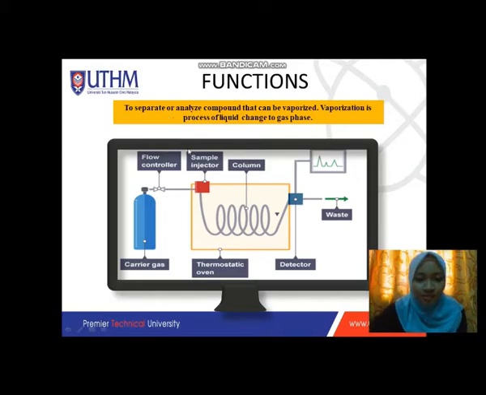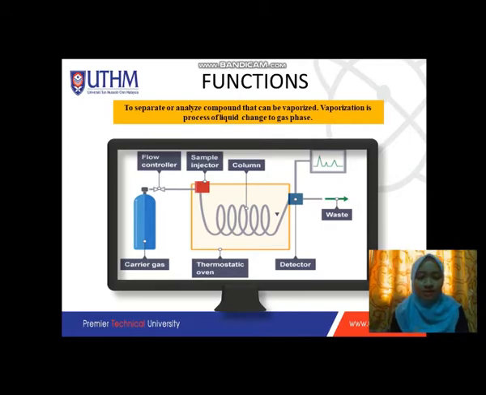The next component is the sample injector. In the sample injector, the vaporization chamber is typically heated 50 degrees Celsius above the lowest boiling point of the sample and subsequently mixed with the carrier gas to be transported into the column. The sample then flows into the column and thermostatic oven.